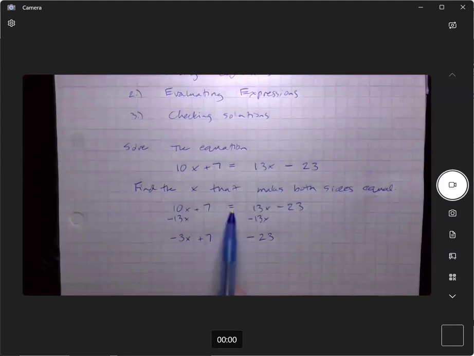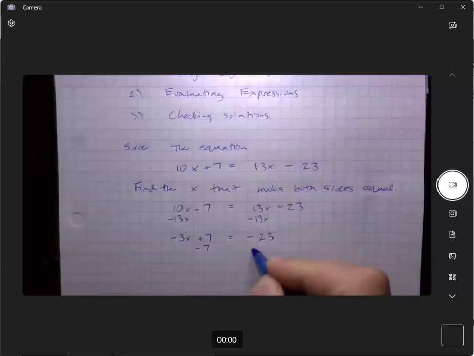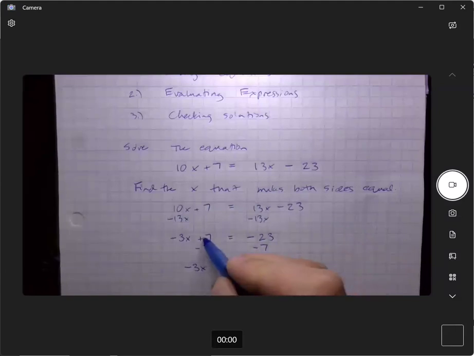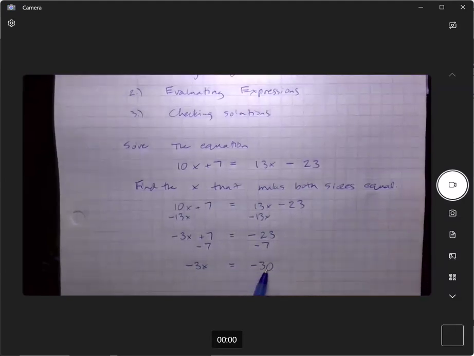Notice I've kept my equations on both sides and my equal sign is going straight down. The next step is to get all the numbers that don't have an x to this side, so I can subtract 7 from both sides. I keep track of it this way, and that gives me minus 3x equals plus 7 minus 7 is 0, so that goes away. So I have minus 3x equals, and I have minus 23, and minus 7 gives me negative 30. So I know minus 3 times my number is negative 30.